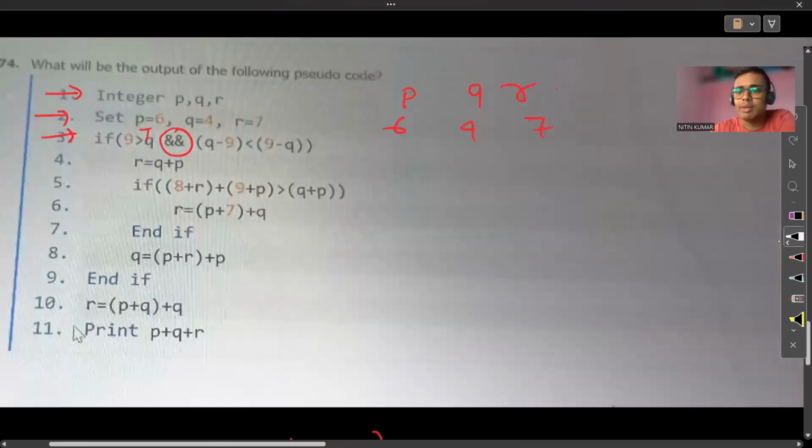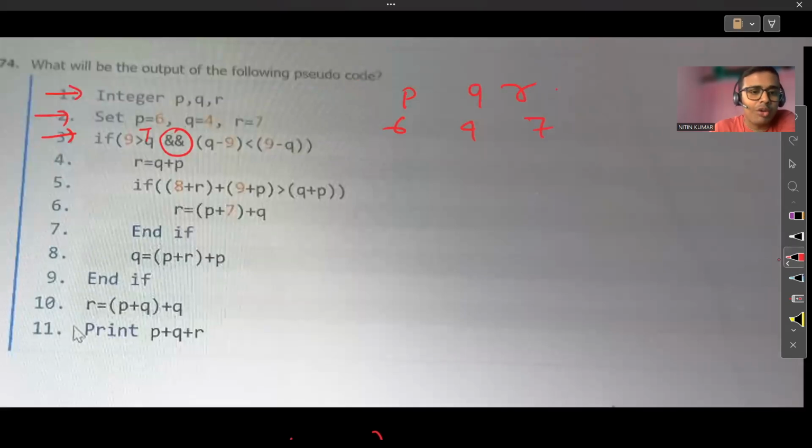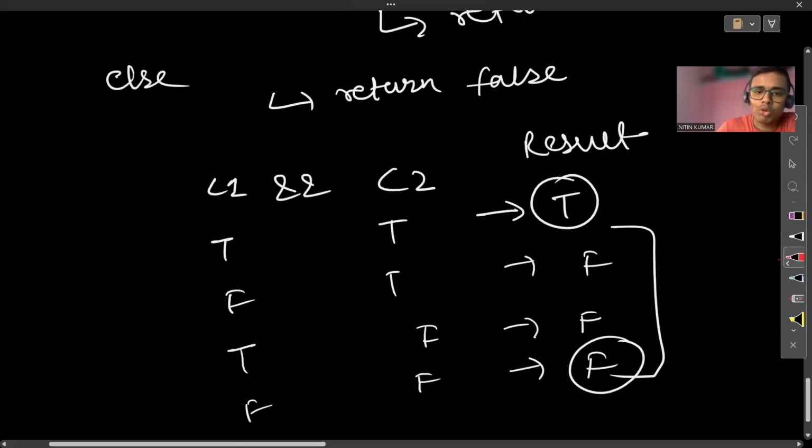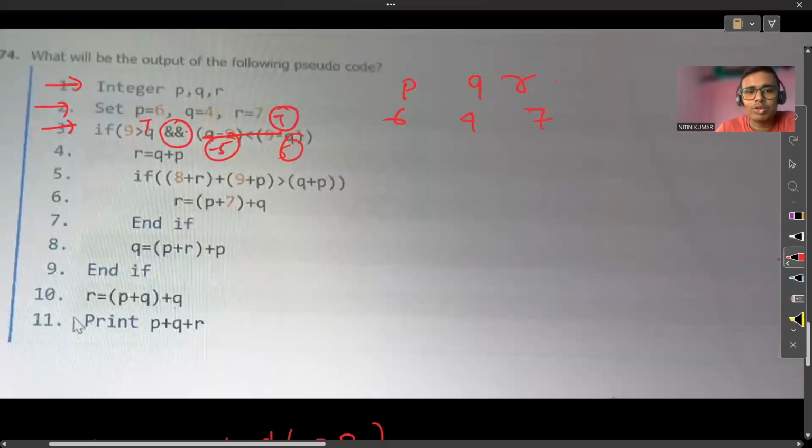So here you can see the first one itself returns true. Now I have to check whether the second condition also returns true or not. The second condition is written Q minus 9. The value of Q is 4, so 4 minus 9 will eventually give minus 5. Is it less than 9 minus Q or not? 9 minus Q will be 5. So minus 5 is less than 5. It is also true. So both of them are true. So true logical and true will give what? You can see here the value as true. So I am getting the value true from this condition.